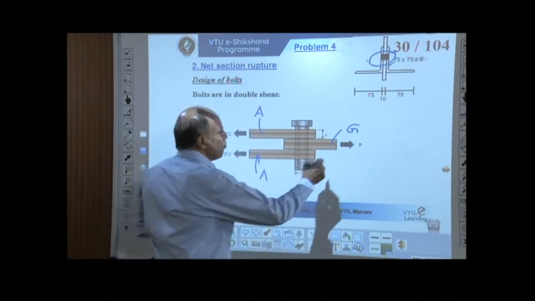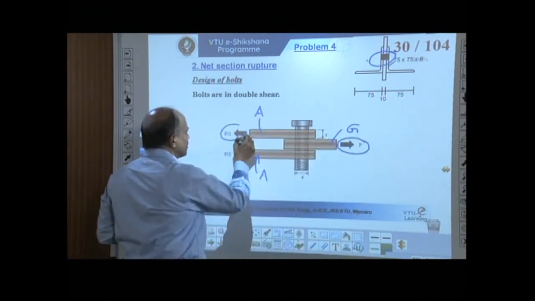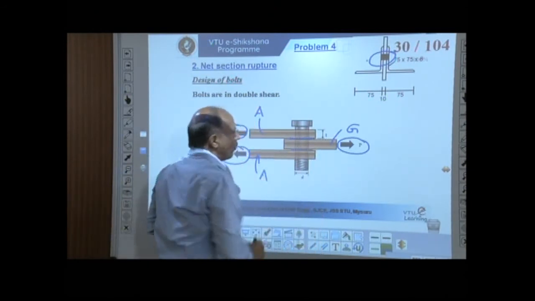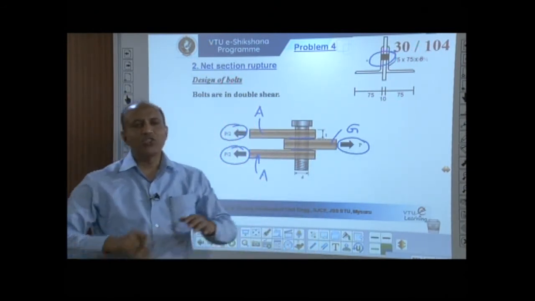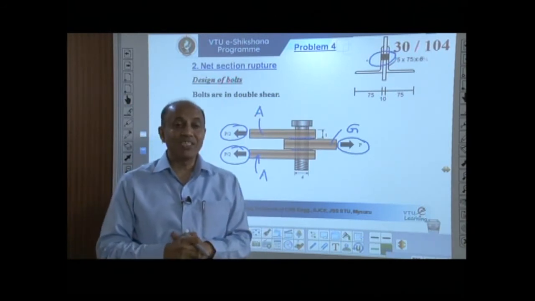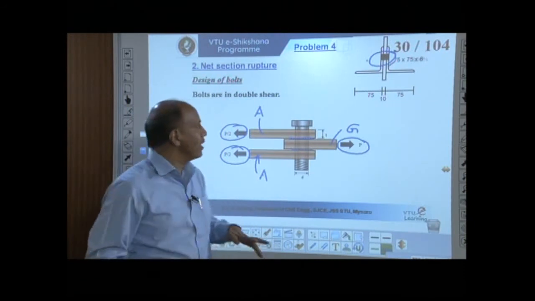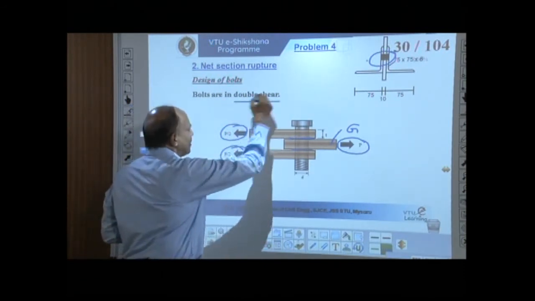So when you pull this, when the force is applied, please understand the bolt is going to fail at 2 places. It's going to shear off at 2 places, and hence we call it double shear. It's going to fail due to 2 shearing planes. This is the first thing that you need to understand.